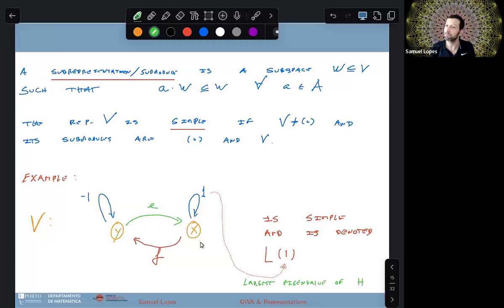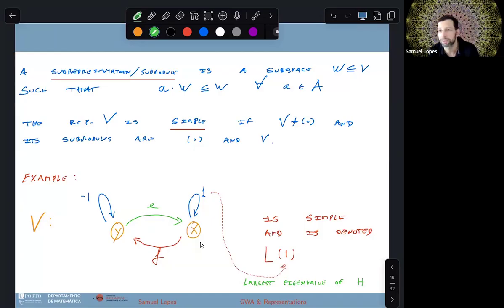This representation has a typical name, which is L1. And you might be curious why 1, because it's two-dimensional. It's true, but the 1 is encoding the largest eigenvalue of H. So we've seen that H acts diagonally on this representation. There's an eigenvector with eigenvalue 1 and an eigenvector with eigenvalue -1, and I'm recording the largest eigenvalue of H. This might not seem relevant, but we will find that this will tell me everything that I need to know about the representation. So this is why I'm recording it.